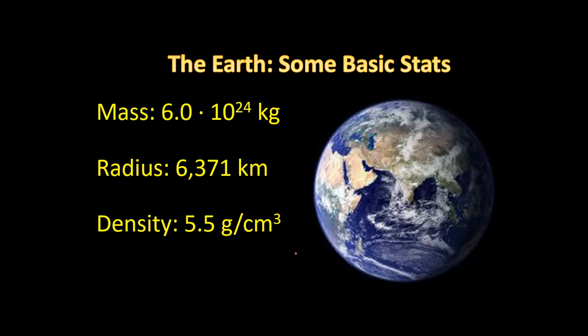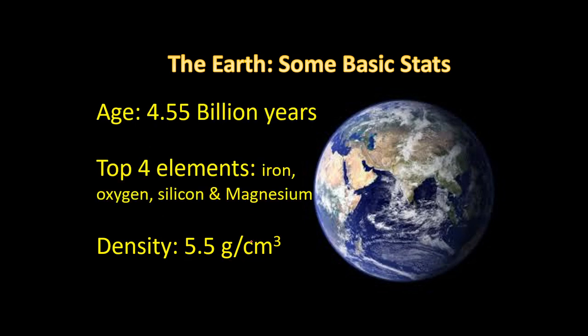The density, this is a very important fact. I want you to know the density of Earth: about 5.5 grams per cubic centimeter. That compares very well to the densities of the other terrestrial planets, Mars, Venus, and Mercury.